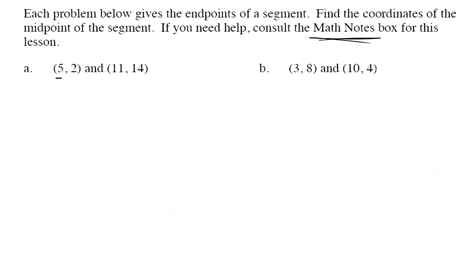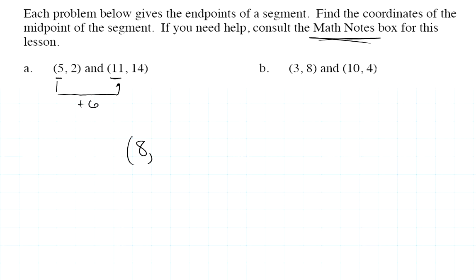If I'm looking at just the x values, as I start, x is going to increase by a total of 6 units, right? So when I go from 5 to 11, that's an increase of 6. And if I'm trying to find the middle, I don't increase all 6, I'm just going to increase by 3. So I would look at 5 plus 3, and I would have 8 as the x value of the midpoint.